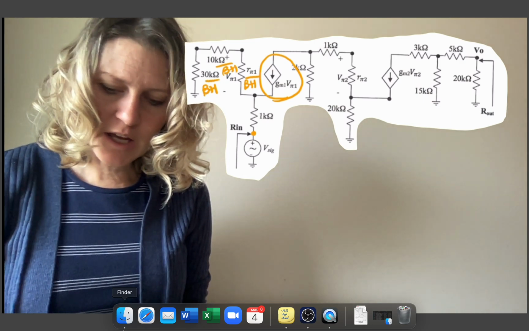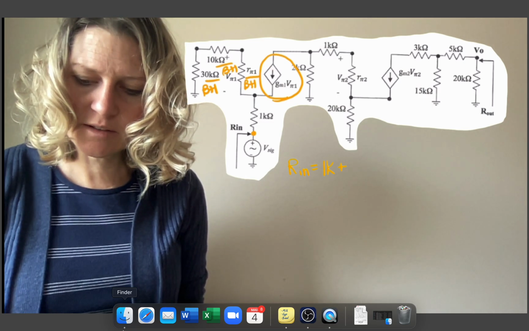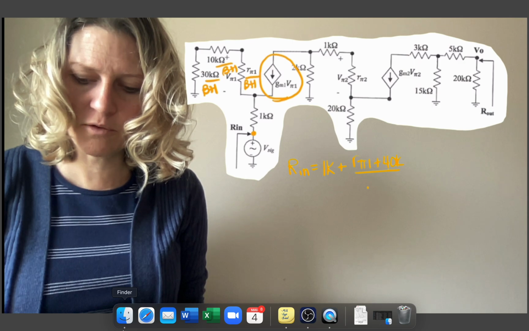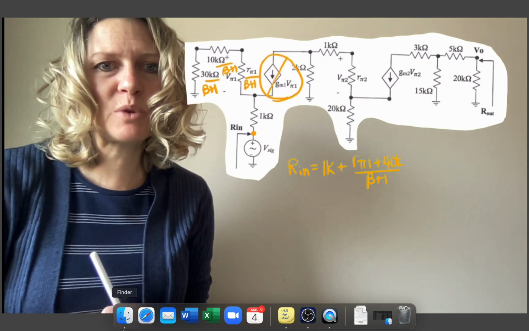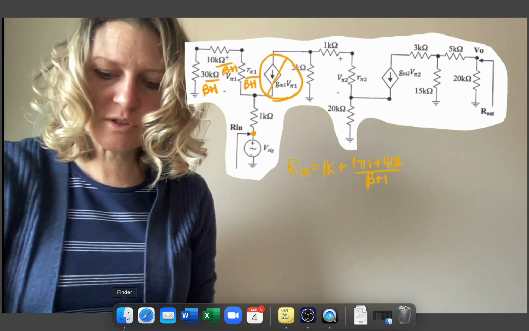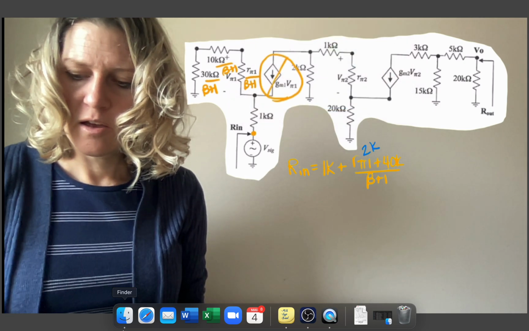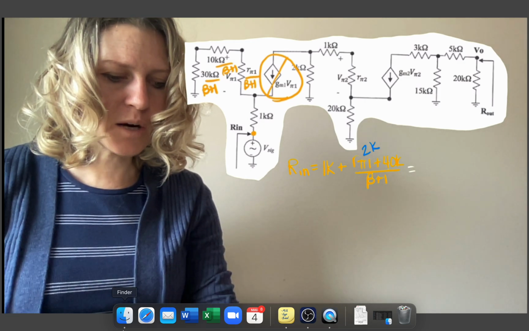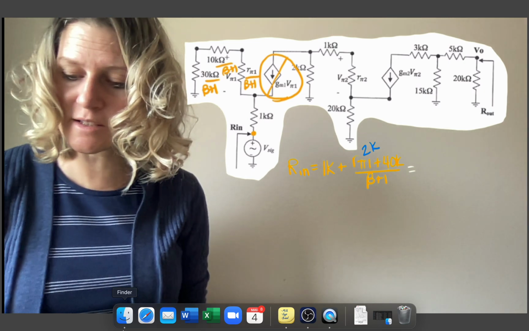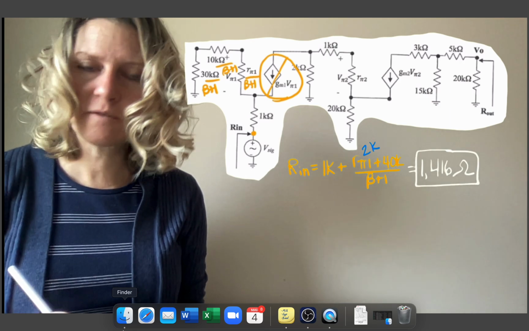So the pathway here then is Rn is 1K plus RPi1 plus 40K, all of that over beta plus 1. By using the beta plus 1, we can ignore this. And we can plug in now our RPi1 was 2K. And we can get the value for Rn, which is 1416 ohms. So this will be our Rn value.